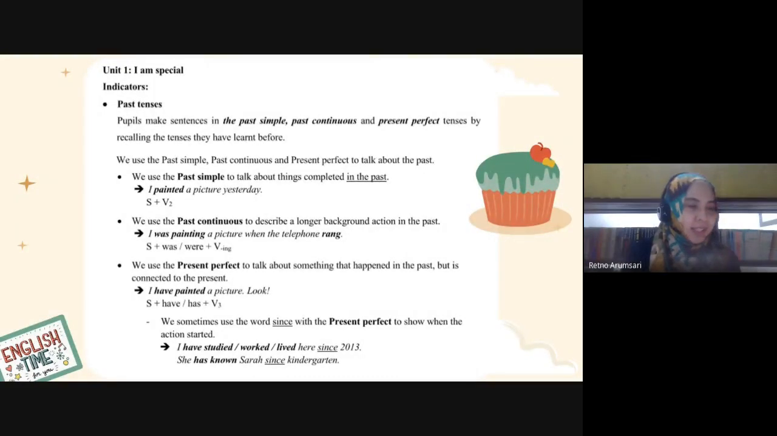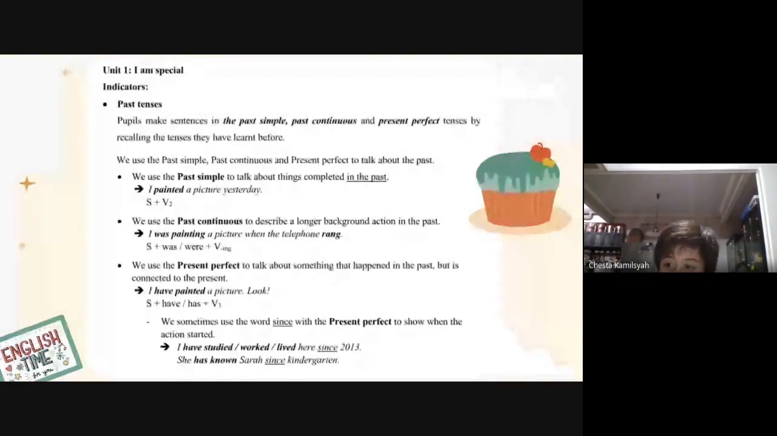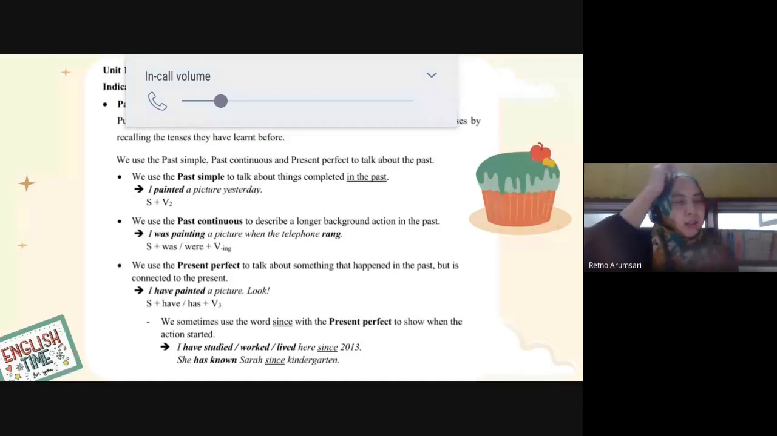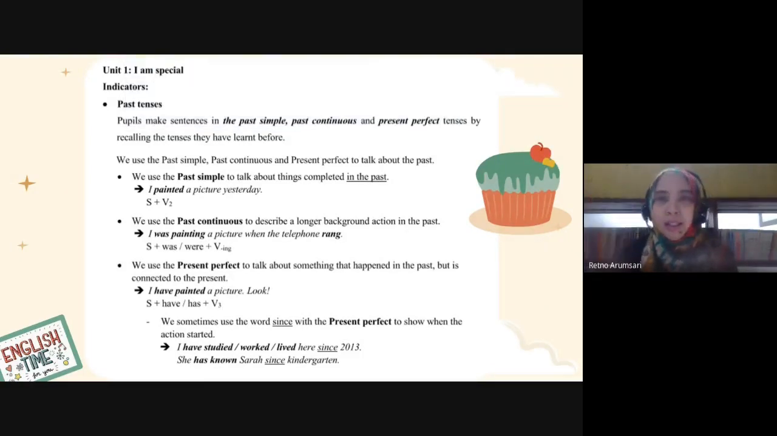Yes. Okay. Now, the present perfect. Present perfect is to talk about something that the result still can be seen right now. For example, look here, I have painted a picture. This is my picture. You can see it right now. This is the result. You can see the result.